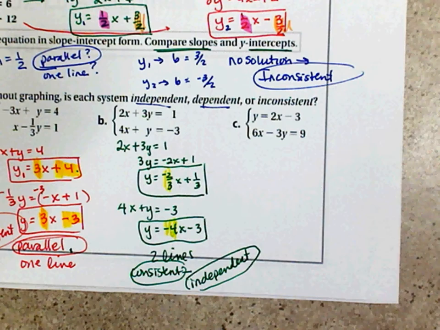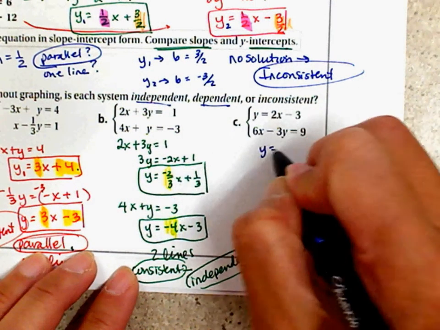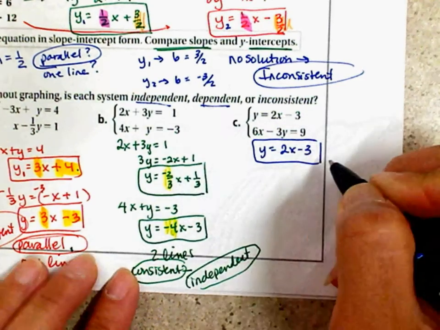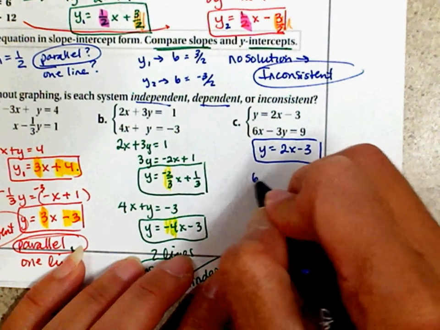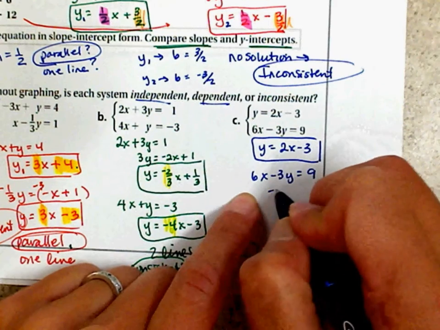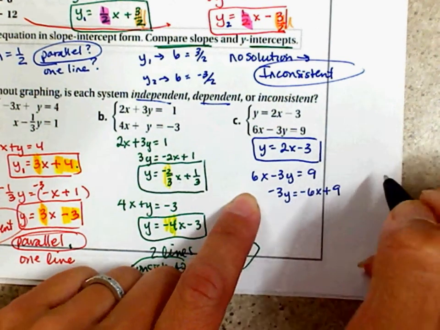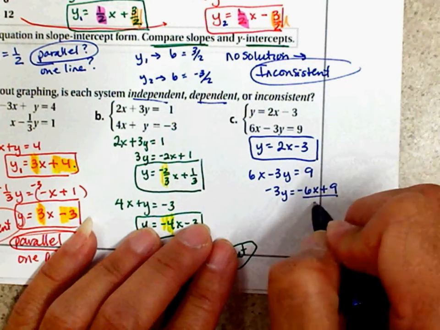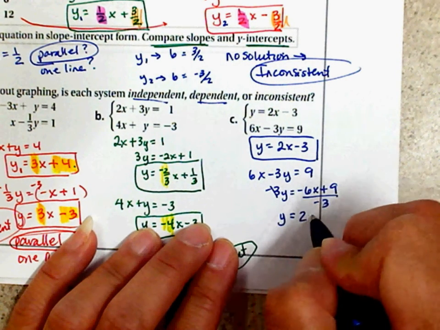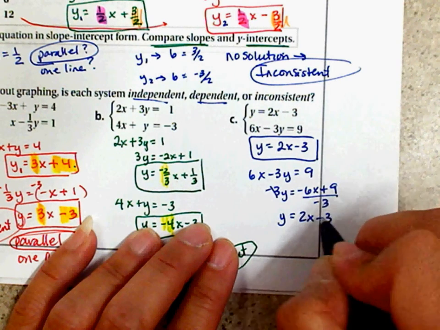For C, your first one is already in slope-intercept form, so you don't need to do anything there. Okay? Your second one, 6x minus 3y is equal to 9. Solve for y. So I'm going to subtract 6x, so negative 6x plus 9. Divide all of this by negative 3. So negative 6 divided by negative 3 is 2x. 9 divided by negative 3 is negative 3.